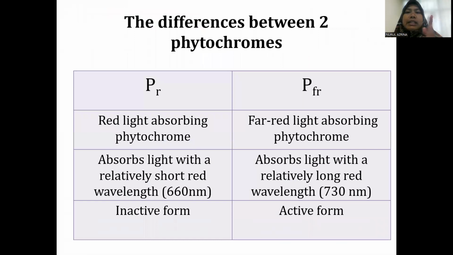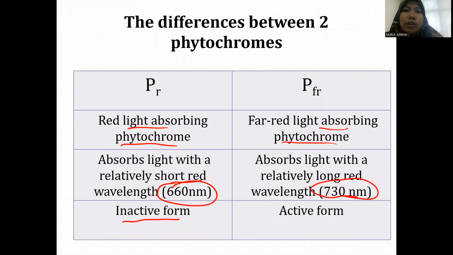This is the difference between the two phytochromes, PR and PFR. Phytochrome red is the red light absorbing phytochrome, which absorbs red light with a relatively shorter wavelength, around 660 nanometer. Do we have to memorise the wavelength? Yes, memorise. PR is the inactive form, whereas PFR is the far red light absorbing phytochrome, which absorbs a much longer wavelength, around 730 nanometer, and PFR is the active form. This is the difference between the two phytochromes.